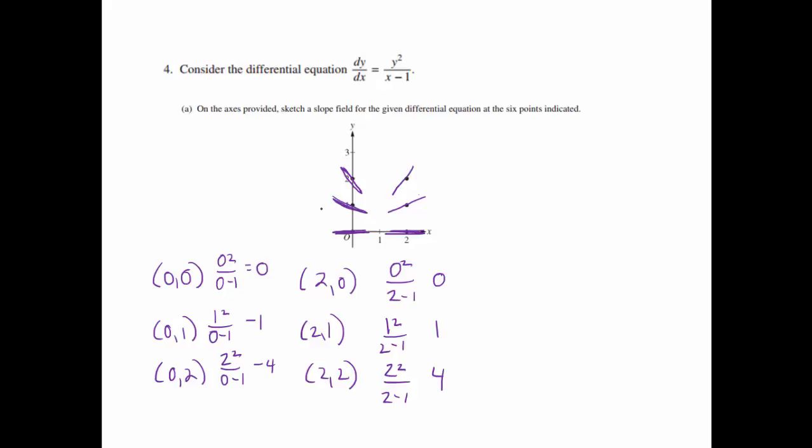Okay, that one was worth 2 points. You got 1 point for identifying both places where there's a 0 slope, and then you get 1 point for having the other correct slope. So that part was worth 2 points.